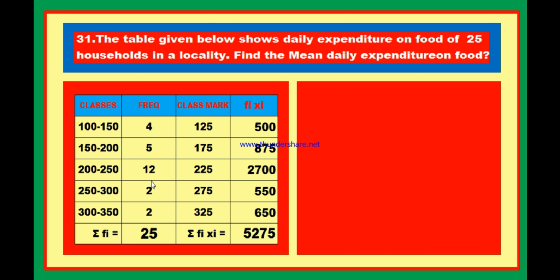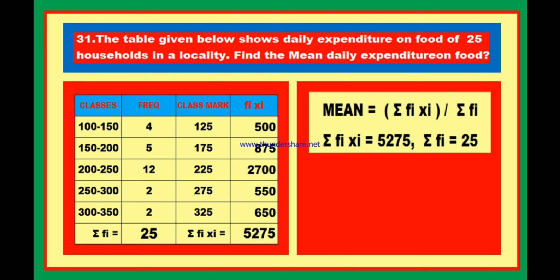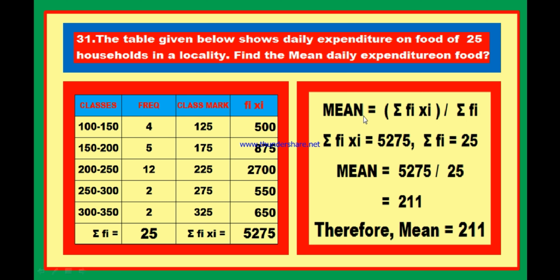Now let us add all the frequencies. Sigma fi is the sum of the frequencies, 25, and sigma fi xi means the sum of all fi xi's, whose value is 5275. Now let us write the formula to find the arithmetic mean. The formula to find mean is sigma fi xi divided by sigma fi. Here the value of sigma fi xi from the table is 5275 and sigma fi from the table is 25. Now substitute these values. Mean is equal to sigma fi xi, 5275, divided by sigma fi, 25.